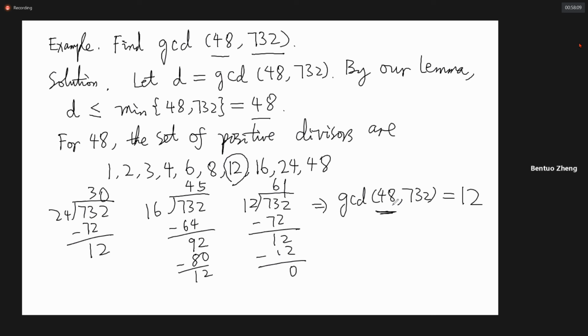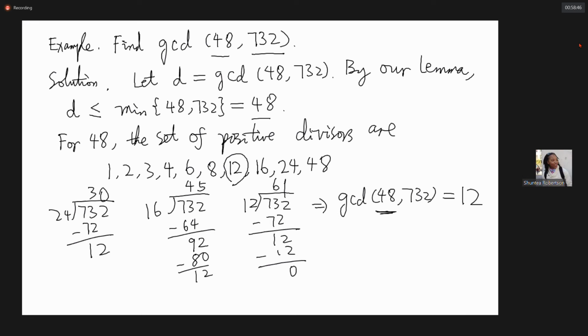But still, if you look at this example, this method is not so pleasant because you still have to check a lot of divisions to find out the greatest common divisor. If these two numbers are big, it takes a lot of time to find it out. So we'll develop a much more efficient way to compute the greatest common divisor later. Okay.